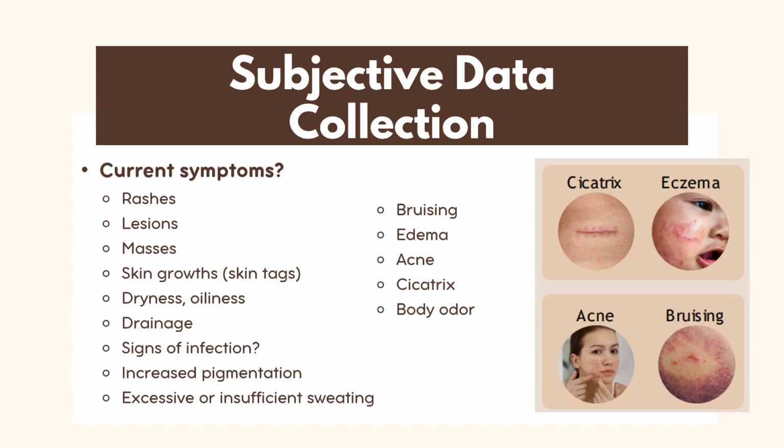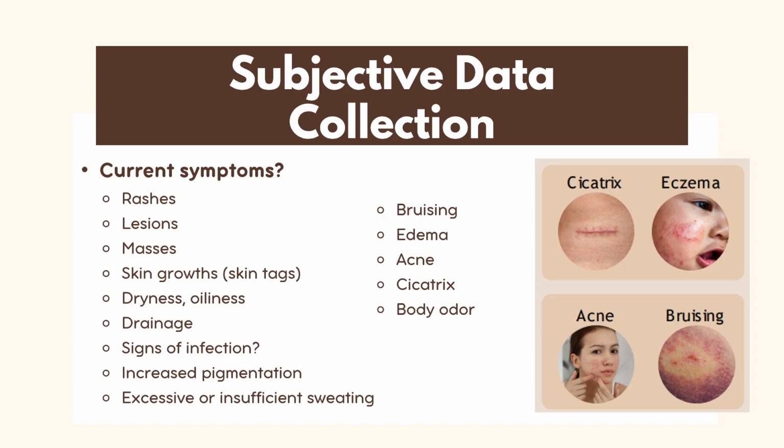Then you have if there's concern of an increased pigmentation or a discoloration of their skin. Asking them, have you noticed any darkening or lightening or even color patches that are uneven? And then you have sweating. So sometimes individuals may have an increase or an excessive amount of sweating or an insufficient amount of sweating. So you can ask, do you sweat excessively or very little? Have you noticed sweating at unusual times, like at night or at rest?